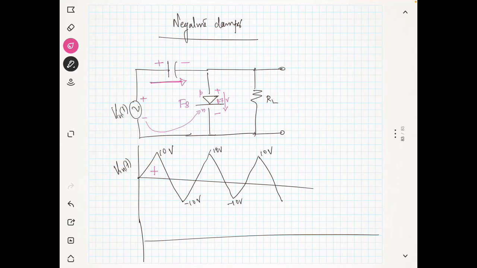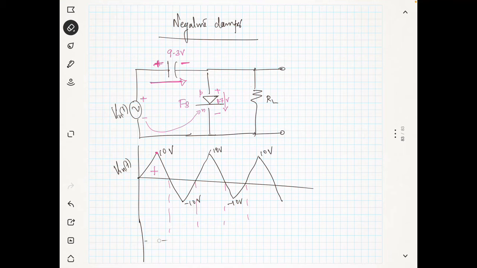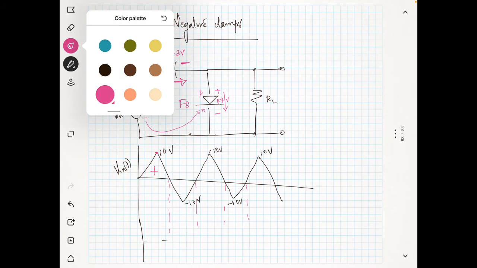Since you are giving a maximum of 10 volt and the voltage drop across the diode is 0.7, the capacitor will be charging to a maximum of 9.3 volt, because 10 minus 0.7 is 9.3 volt. But the polarity will be like this, not like in the previous circuit. The polarity is just reversed here. Now we will see what the output is. Before that, I will draw the lines.